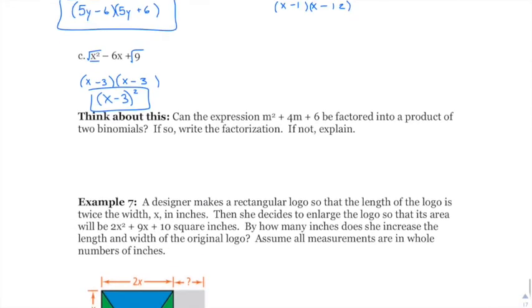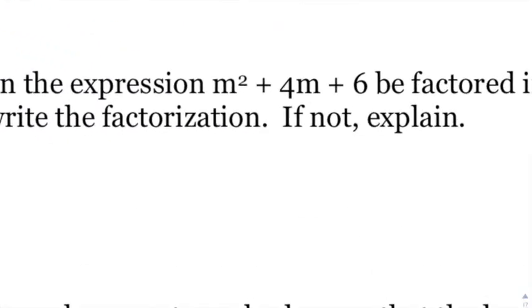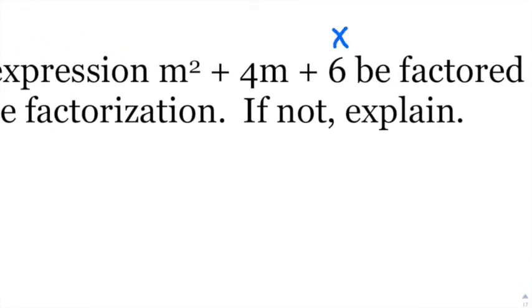Alright, and then they get a few problems here with words. Think about this. Can the expression m squared plus 4m plus 6 be factored into a product of two binomials? If so, write the factorization. If not, explain. So we need two numbers that multiply to 6 and add to 4. I can't think of any numbers right here, so we say no, this cannot be factored.